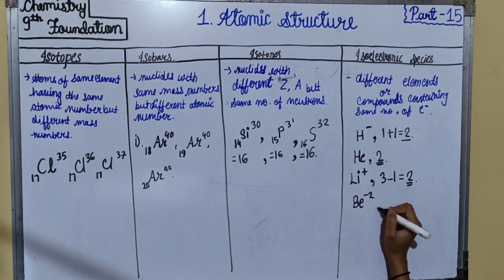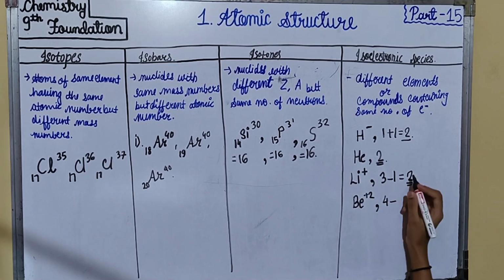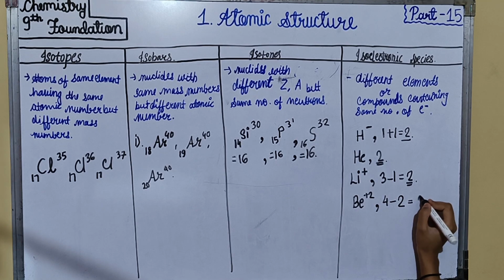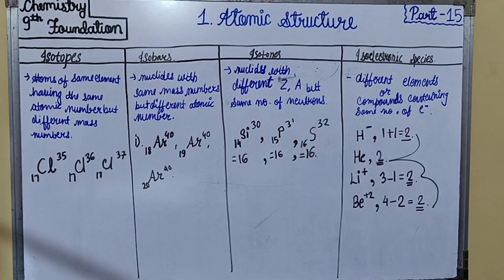Be minus 2. Beryllium minus 2. Atomic number of beryllium is 4. Minus 2 means, sorry, this was plus 2. Plus 2 means minus 2. So we'll get 2. So all of these examples are of isoelectronic species. I hope you've understood till this. Like this, you have to identify each and every species.